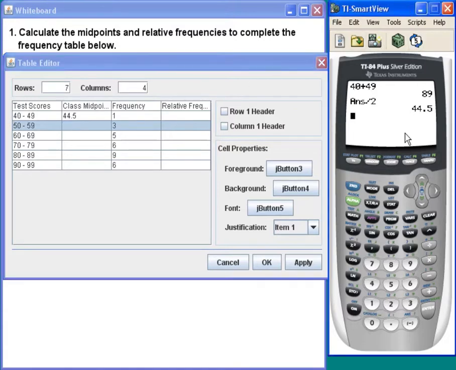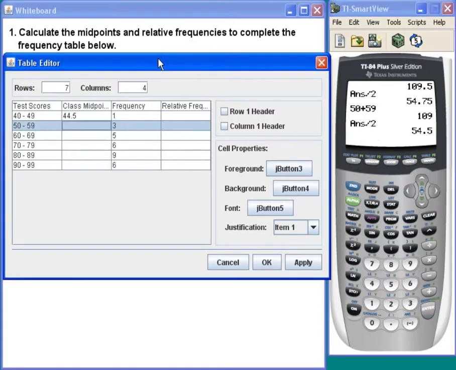For the next class, if we take 50 plus 59.5 and divide that by 2, oh, sorry, don't know why I did 59.5. It was 50 plus 59, and then divide by 2. 54.5.